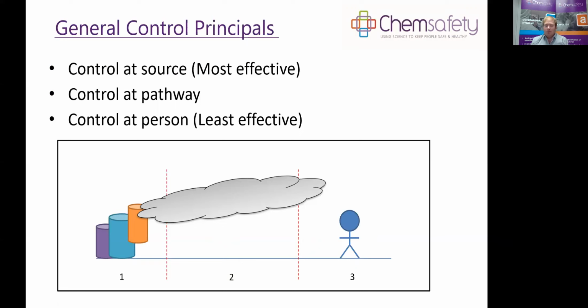If that's not possible for practical reasons on site or cost, we can try and control the pathway. That means the airspace between the source and the worker, whether this be general ventilation or extraction, is often what you see in this area here. And finally, if both of those options aren't practical, we go to that last line of defense: you control the person. This is typically in the form of PPE, and it's the least effective because if it fails, there's no further lines of defense to protect the worker.